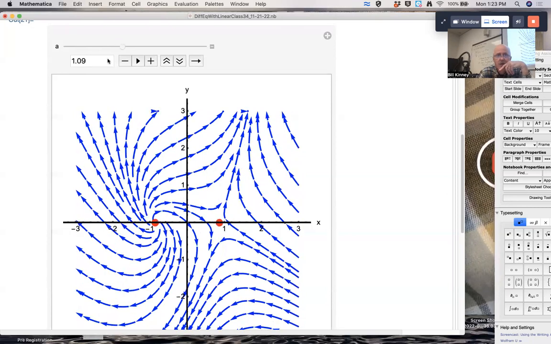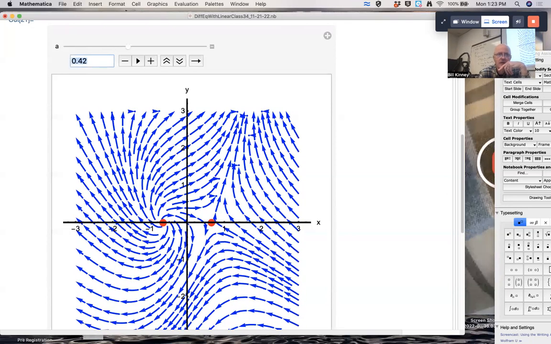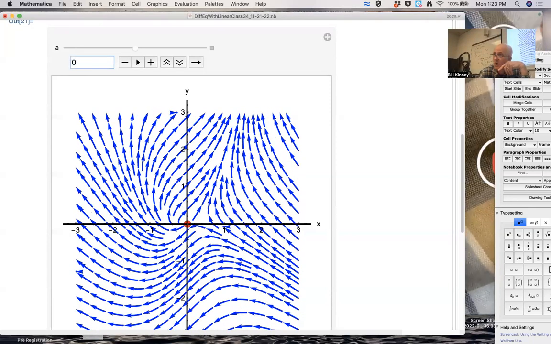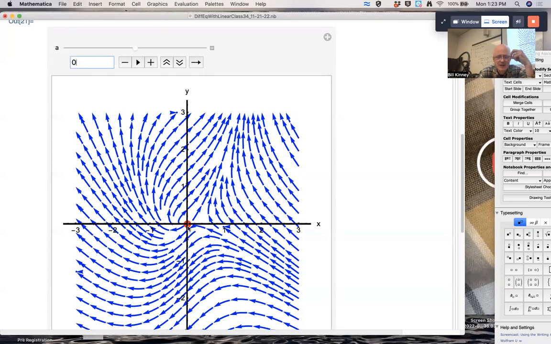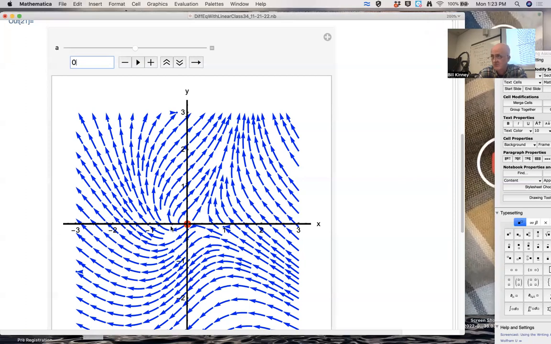When a is 0, the equilibrium points have merged. What kind of behavior is it near the equilibrium point at the origin? It's kind of weird, actually. It's like it's half of a spiral source and half a saddle. Isn't that weird? Is that really what's going on? Yeah, it actually is. It's called a degenerate equilibrium point in that case, and linearization doesn't work anymore.